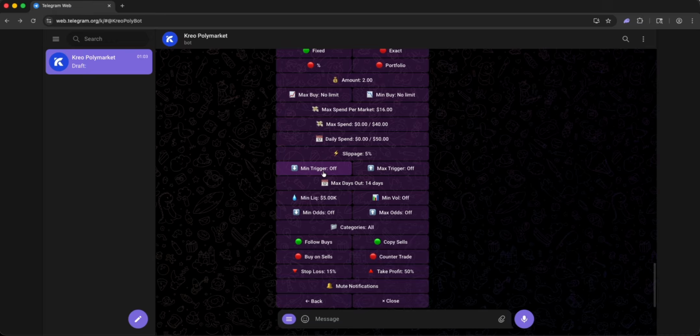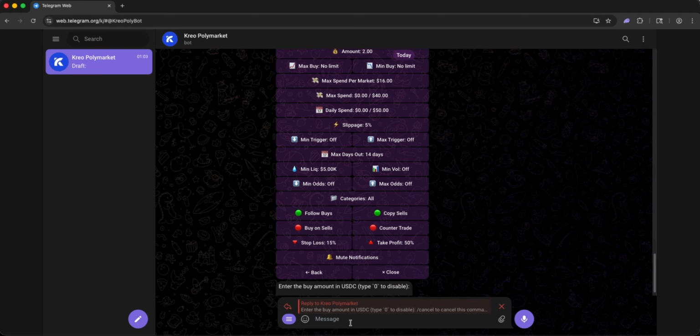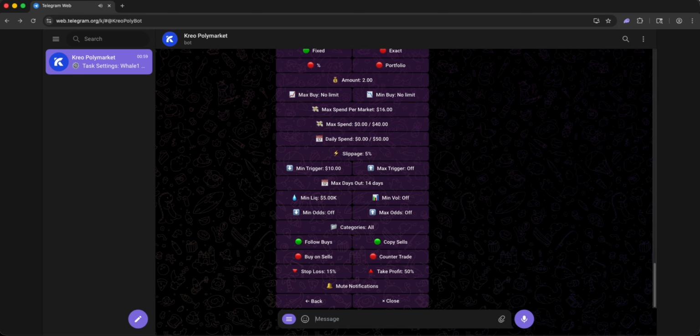Next is minimum trigger. This is what the lead wallet has to put in. For example, if I set this at $10, the lead wallet needs to put in a minimum of $10 into the trade for Creo to execute a copy trade task for me.